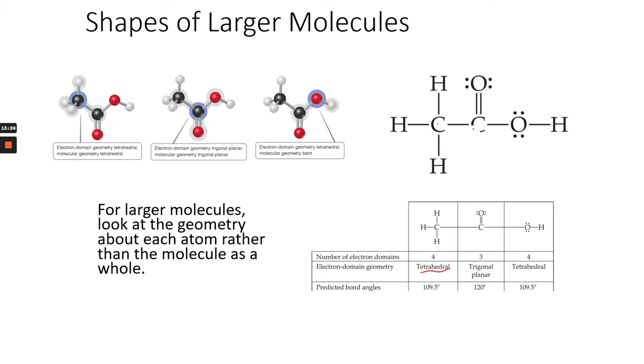Then you would look at this carbon. It has 3 domains. They're all bonds, so that is trigonal planar. Then you would look at this oxygen, and it has 4 domains, so that is tetrahedral for your electron pair geometry. So you look at each individual atom.